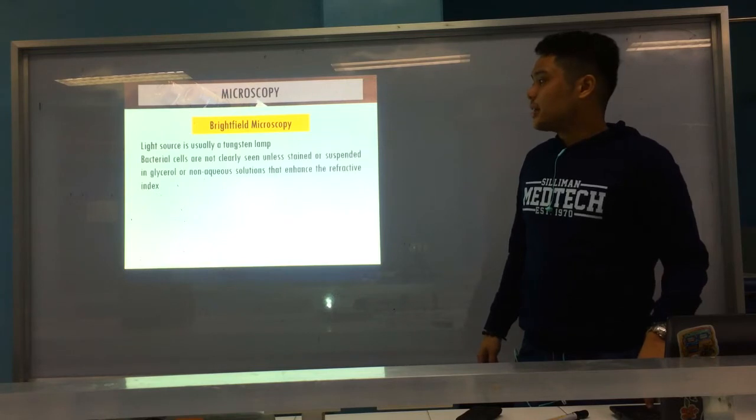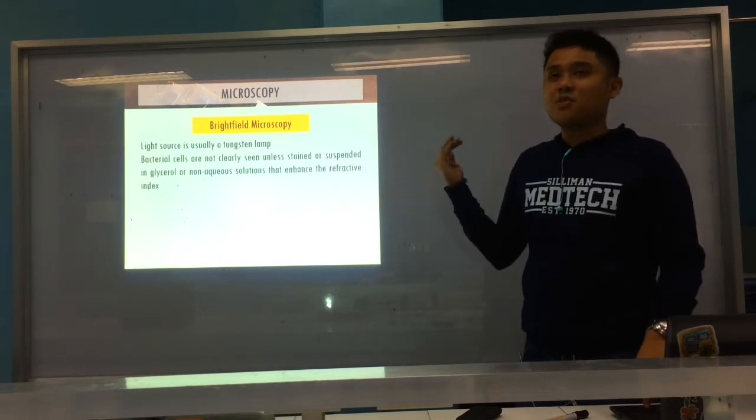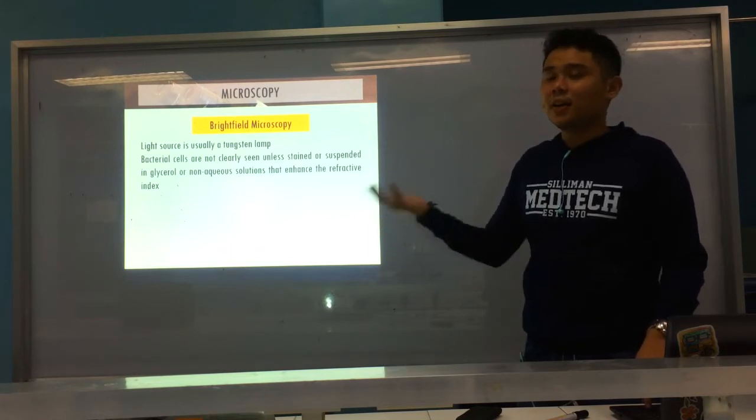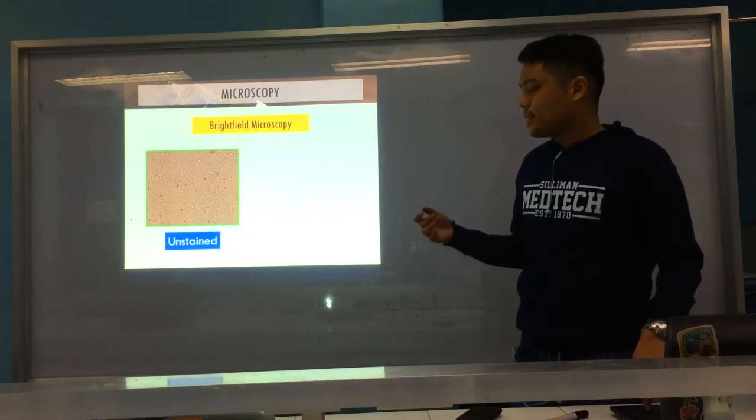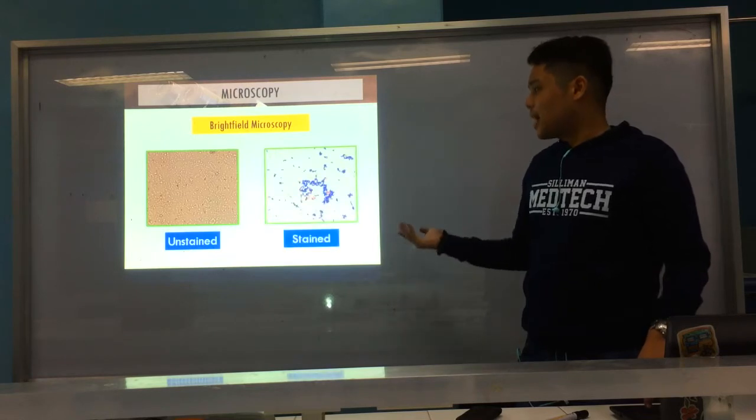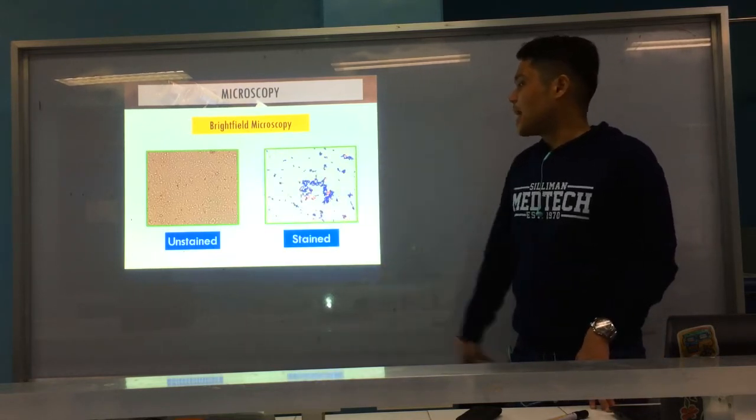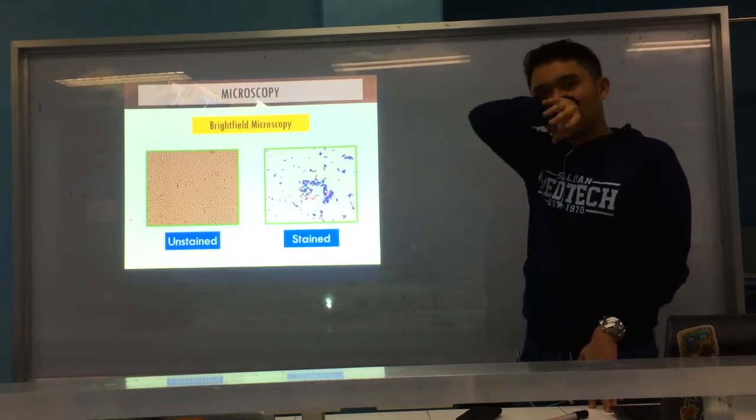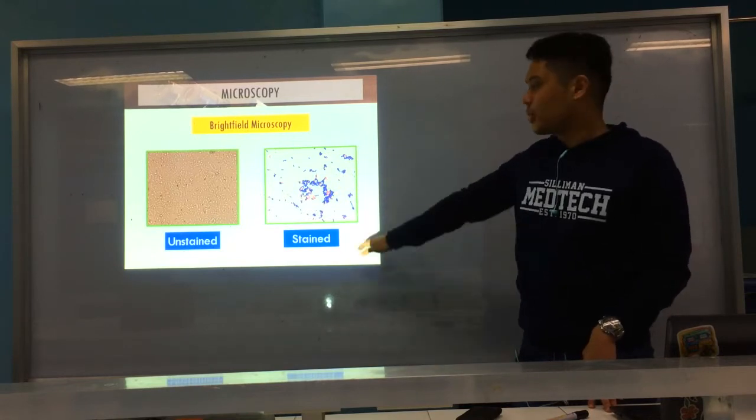Usually with a tungsten lamp, bacterial cells are not clearly seen. If it's purely from broth or has no stain, it won't be very clear. Here's an example of an unstained specimen. As you can see, it has no color, boring, right? Compared to after gram staining, where you have gram-positive cocci and gram-negative bacilli, so you can identify them more easily. It looks messy unstained and becomes clearer under staining. So that's the importance of staining.